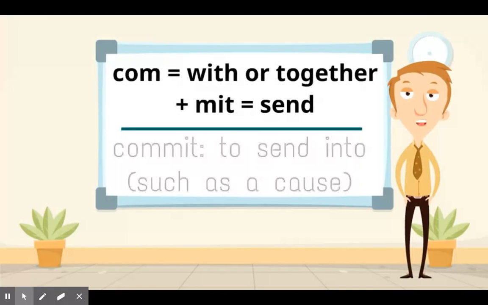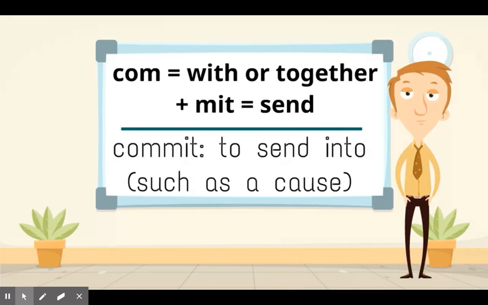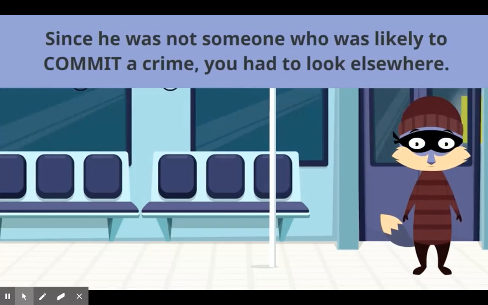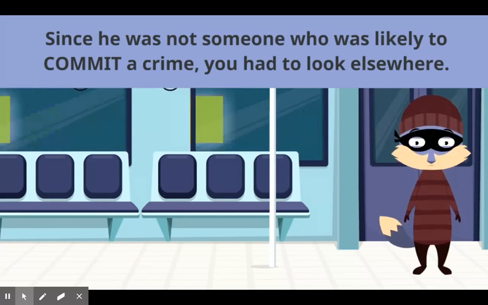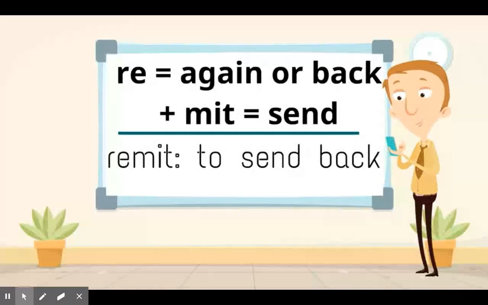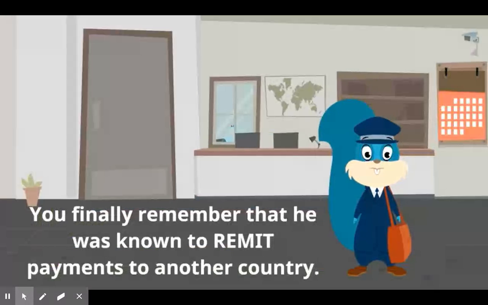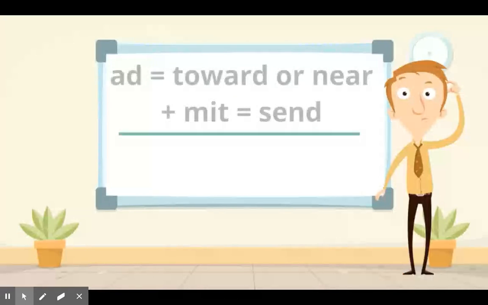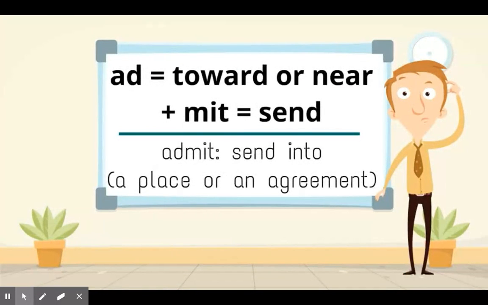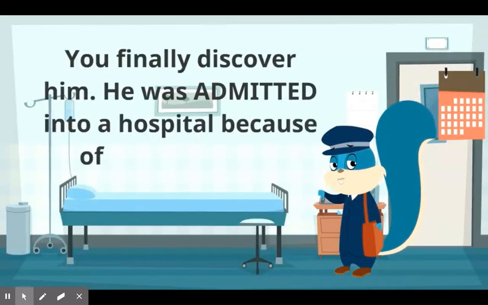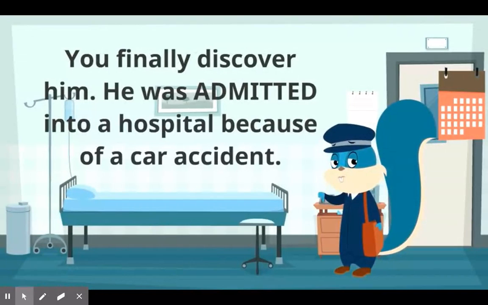Com, meaning with or together, plus mit, meaning send, make commit, to send into, such as a cause. Since he was not someone who was likely to commit a crime, you had to look elsewhere. Re, meaning again or back, plus mit, meaning send, make remit, to send back. You finally remember that he was known to remit payments to another country. Ad, meaning toward or near, plus mit, meaning send, make admit, to send into, a place or an agreement. You finally discover him. He was admitted into a hospital because of a car accident.